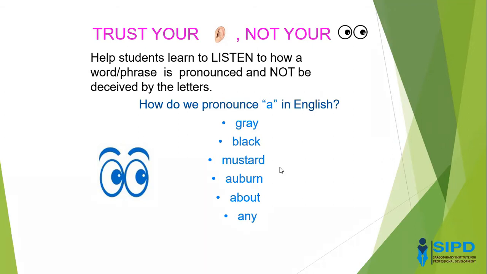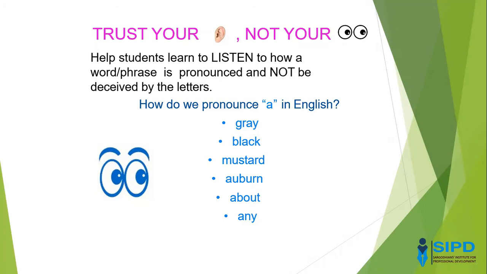Okay, say these six words. The first one is gray, the second one is black, mustard, oven, about, any. So do you think this A sounds the same in every word or different in every word? Number 4 is different, I think. Okay, listen to me and then check if this A is same or different. Gray, black, mustard, open, about, any. Now tell me, is this A same in every word? No.